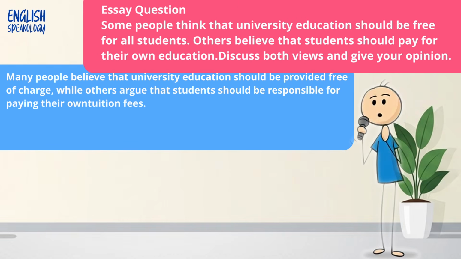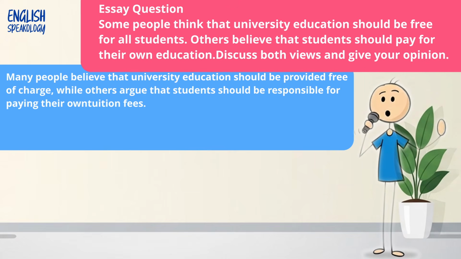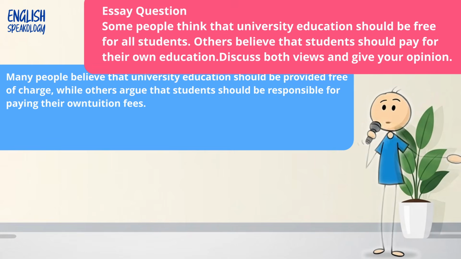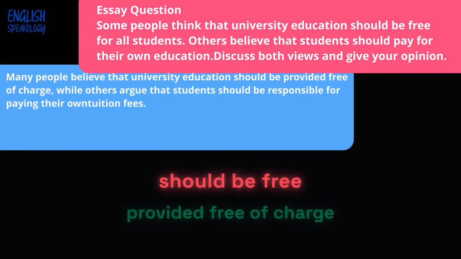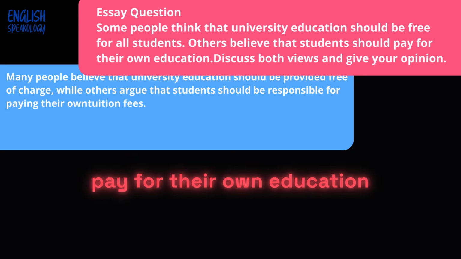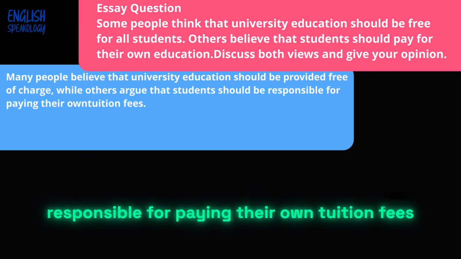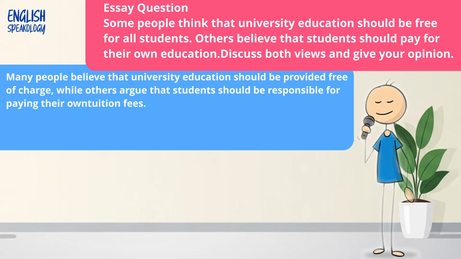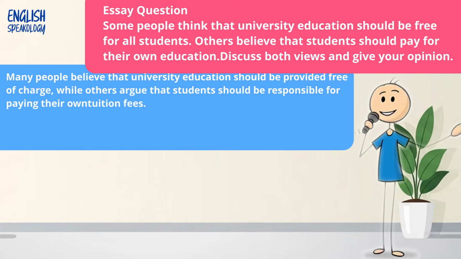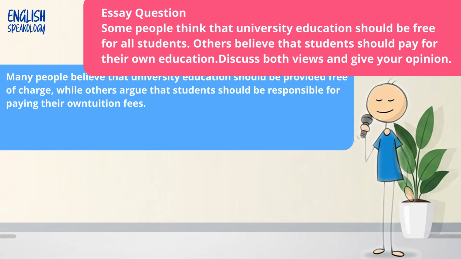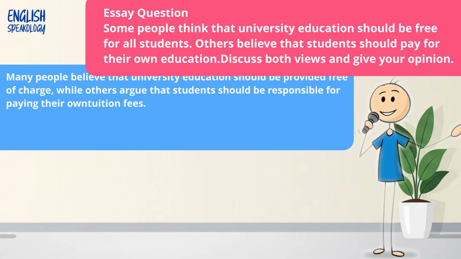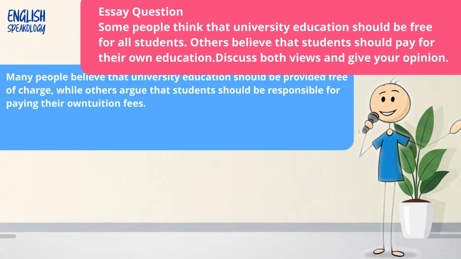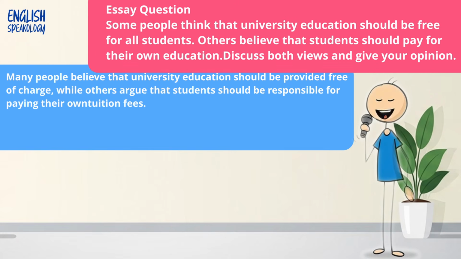Now let's analyze this sentence carefully. This sentence is a paraphrase of the question. We did not copy the question directly. Instead, we used synonyms. For example, should be free became provided free of charge. Pay for their own education became responsible for paying their own tuition fees. This demonstrates vocabulary flexibility. But notice something important. The sentence is still very simple and clear. Many students think Band 9 writing requires extremely complex sentences. That is not true. Band 9 writing focuses on clarity, accuracy, and natural language.